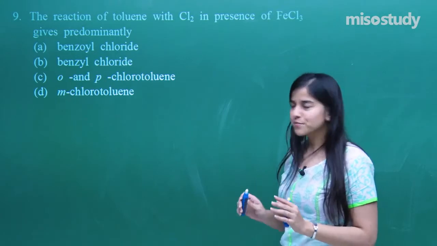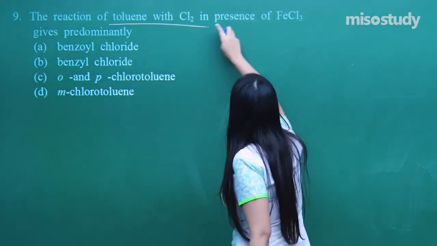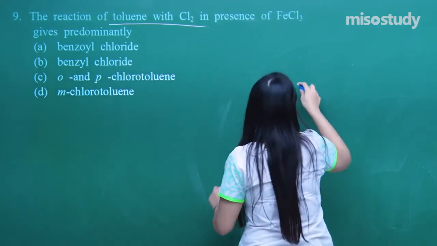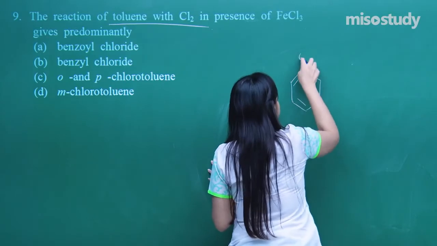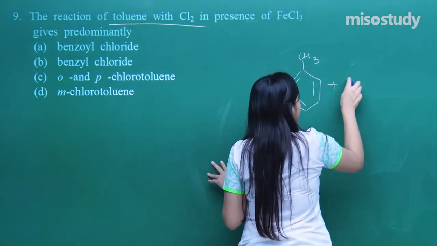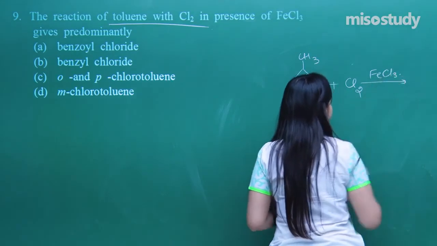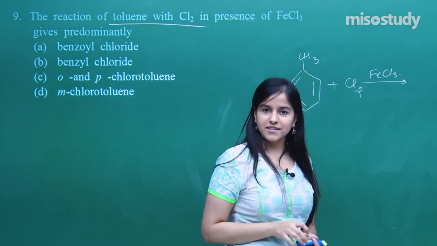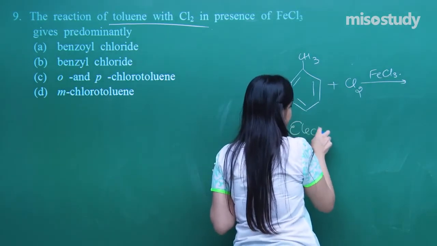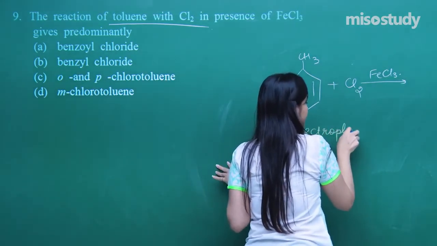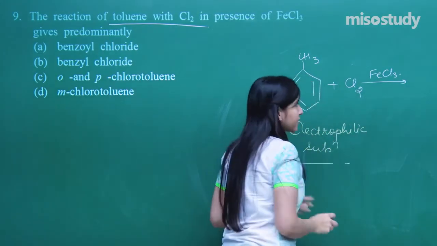So it's a pretty simple reaction. I have got toluene, and I need to react it with Cl2 in the presence of FeCl3. What is this kind of a reaction? This is nothing but electrophilic substitution. That means I need to generate the electrophile.